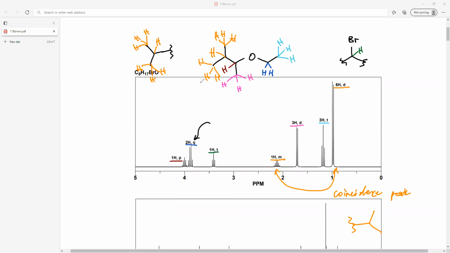Now that orange peak works, right? The 1H multiplet next to these guys here and next approach on there. This could work, but there is a problem with this. You guys see what the problem is? There's actually a pretty big problem.